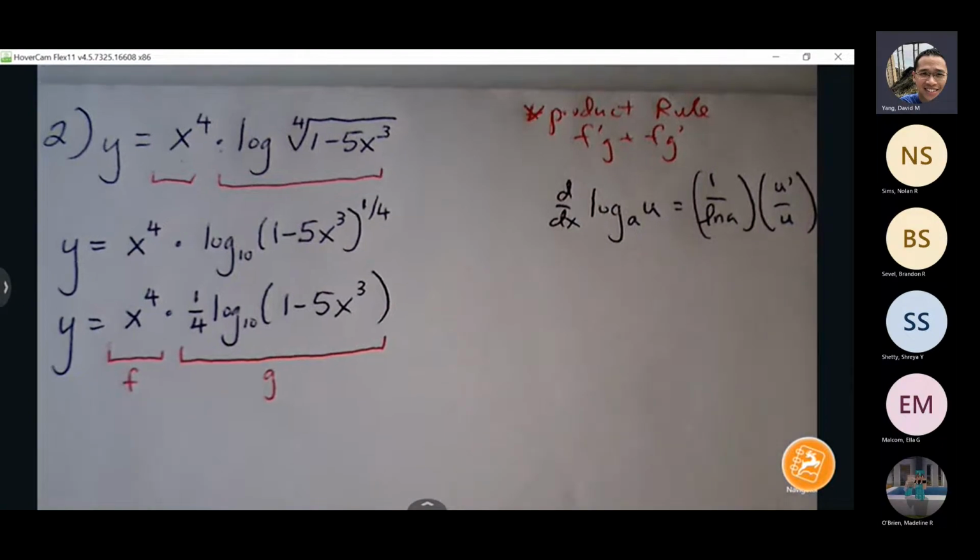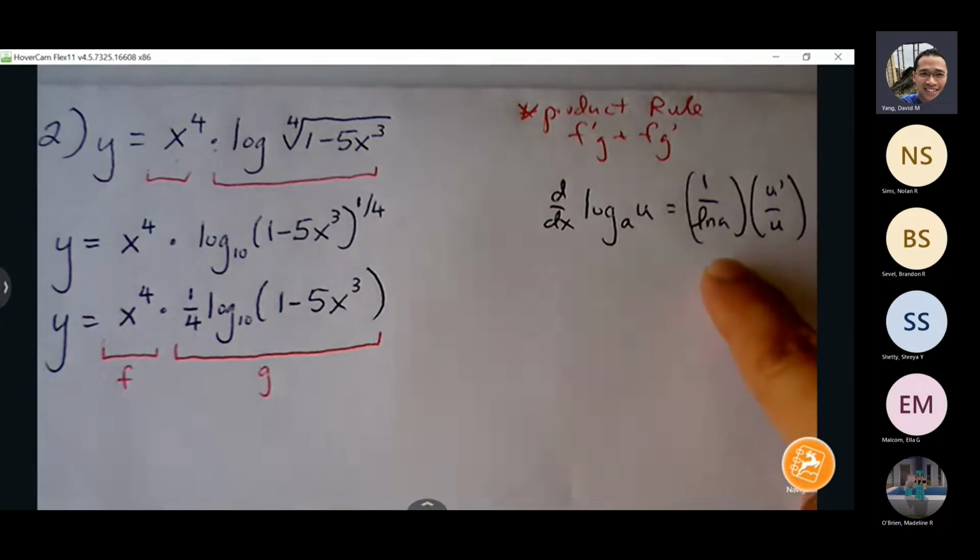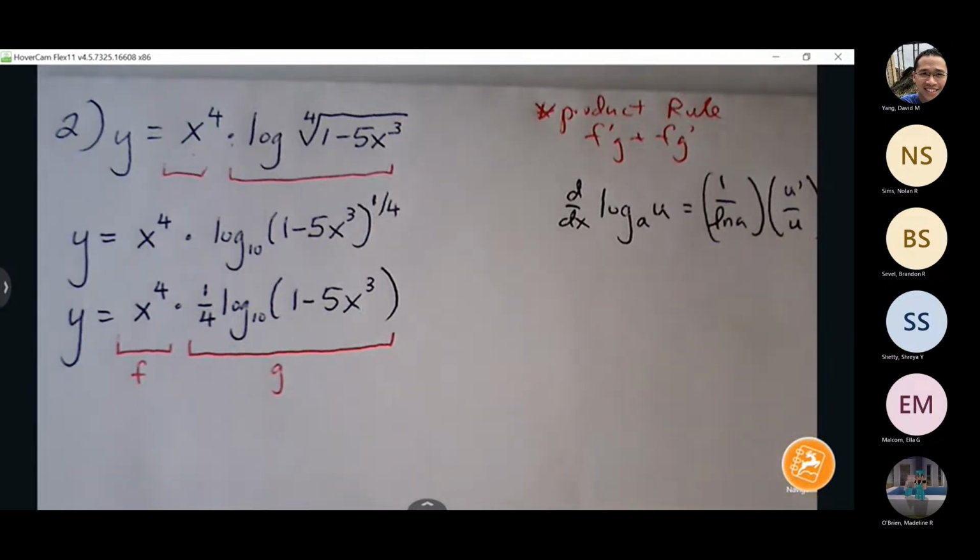Okay. Any questions so far? We haven't changed anything yet. We've just made it so that our derivative steps will feel a little more efficient because we've done the work of getting that second term ready for this rule. Any questions with number 2 so far?